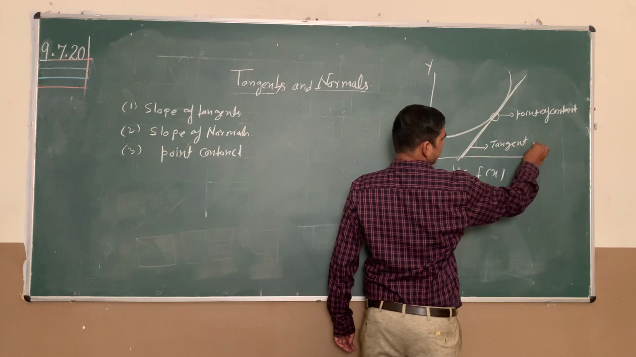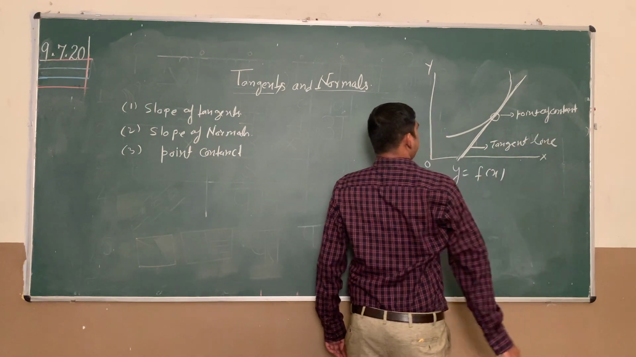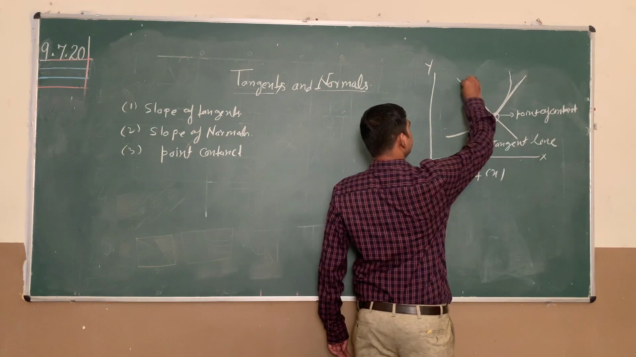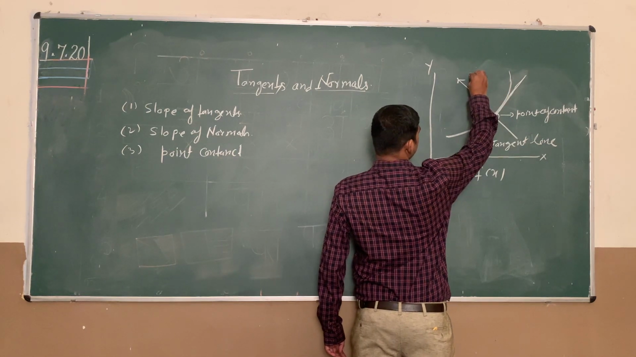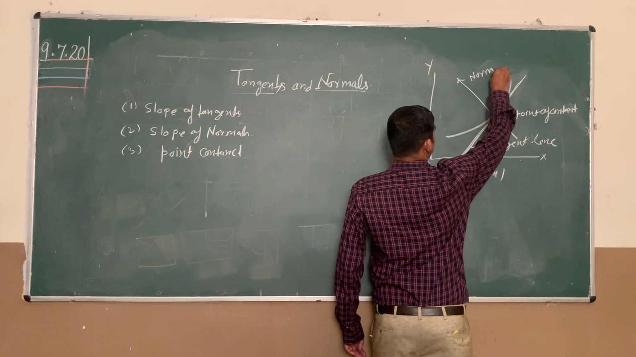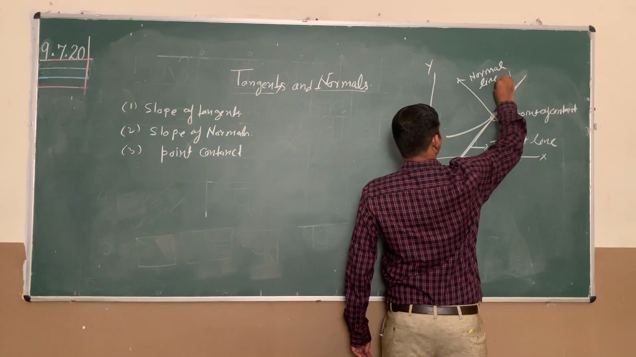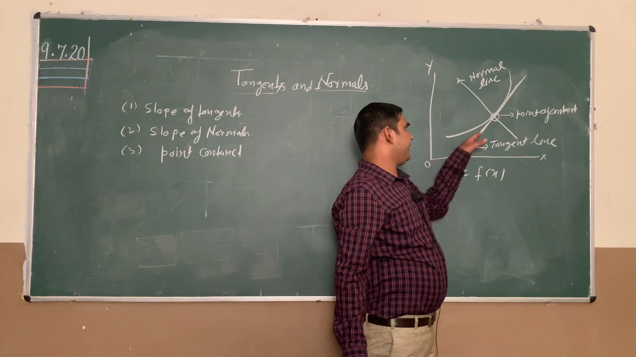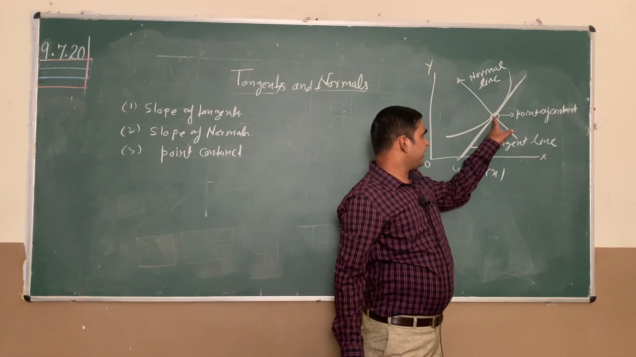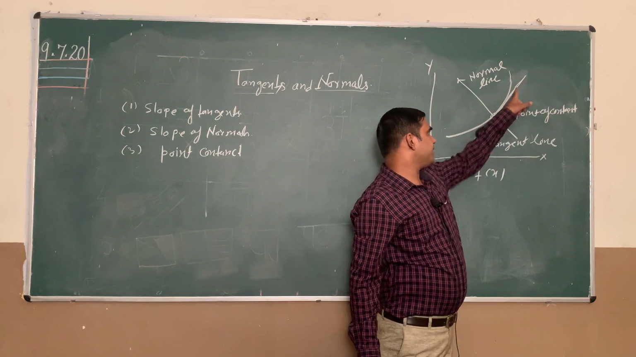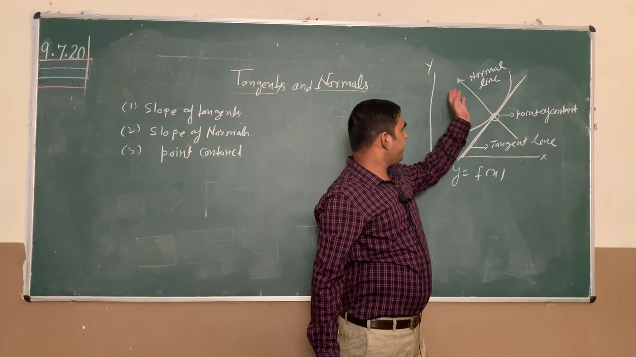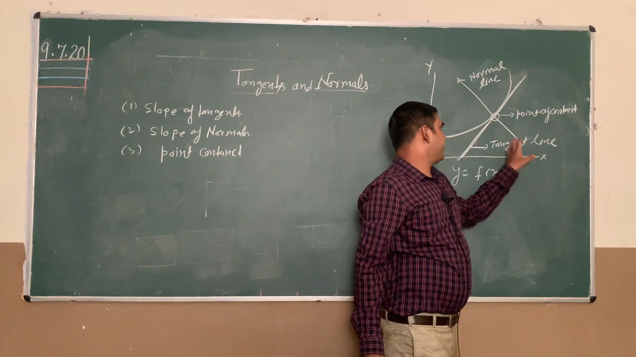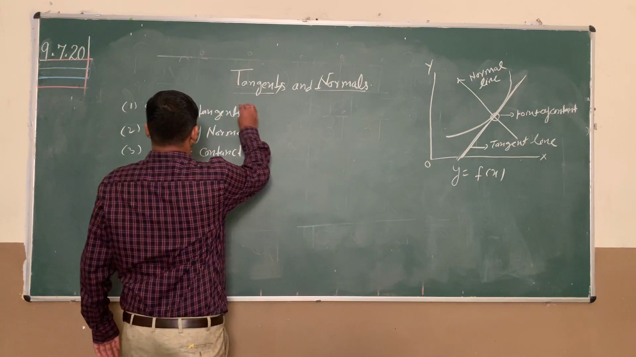This line is known as a tangent line, and a line perpendicular to the tangent line is known as a normal line. So if a line touches a curve at a single point, that point is known as a point of contact, and that line is known as a tangent line, and a line perpendicular to a tangent line is known as a normal line. Clear? Now I explain slope of the tangent.